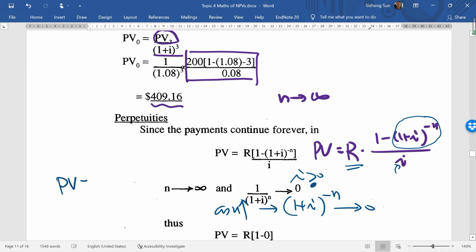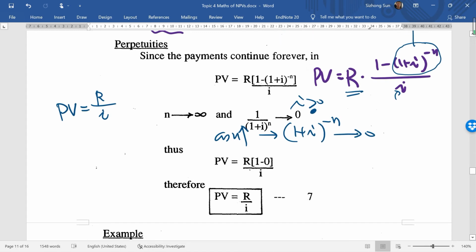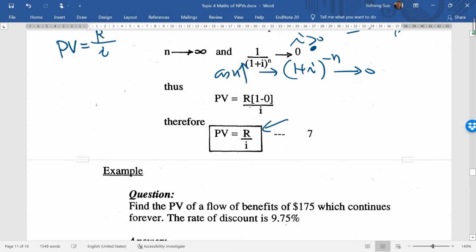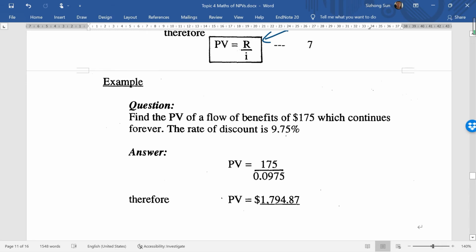So the present value of this perpetuity, as this term converges to zero, will be R divided by I. It's just the per period payment divided by the discount rate. We get this simple formula. Apply it to this example: find the present value of a flow of benefits of $175 which continues forever. That's a perpetuity. The discount rate is 9.75%. So it's the per period payment, $175, divided by the discount rate. We get close to $1,800.